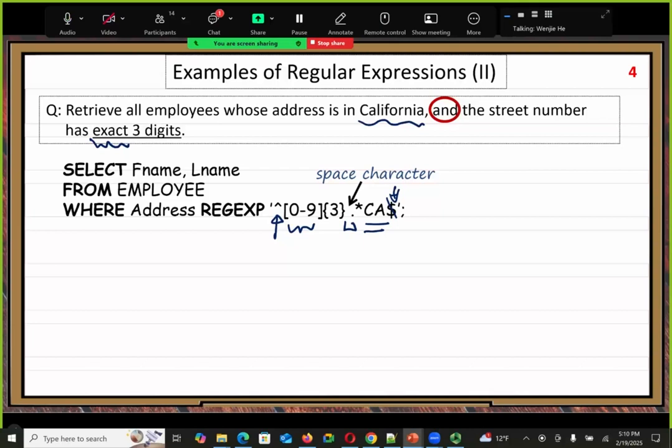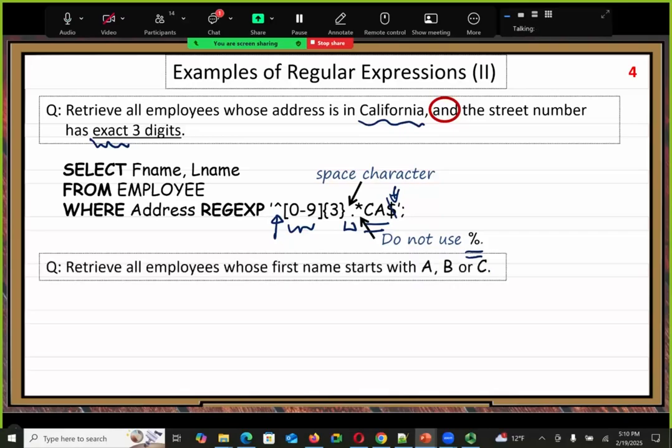Let me look at the time. 5 minutes left. Do not use the percent sign because some students get confused. Some students just borrow the meaning from the LIKE operator, so they put a percent sign there. When I did the grading, I noticed that problem frequently. Just be careful about the syntax problem.